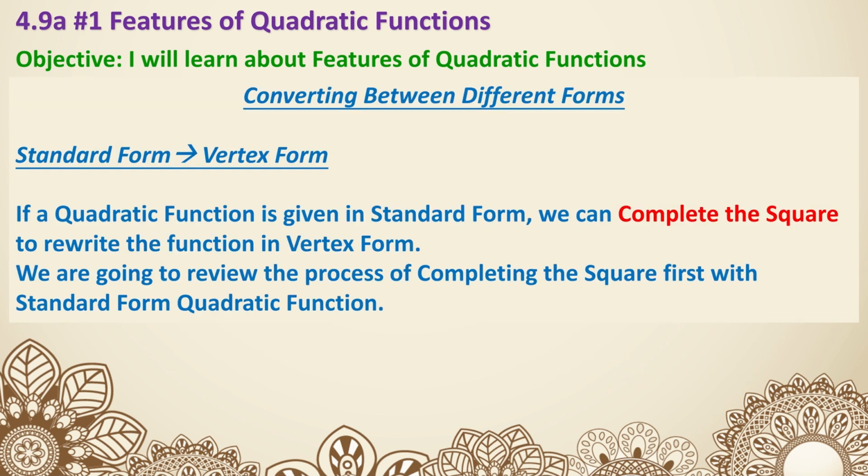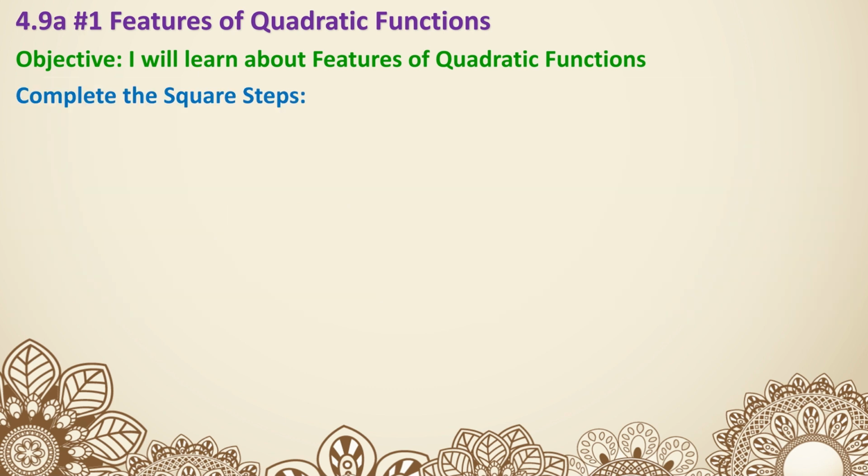Now we're going to start converting between different forms. We're going to start with standard form to vertex form. If a quadratic function is given in standard form, which again, to remind you, is ax squared plus bx plus c, we're trying to change it into the vertex form, which is f(x) equals a times (x minus h) squared plus k. So that means we need to complete the square to be able to find this perfect square. So we're going to review the process of completing the square with a standard form quadratic function.